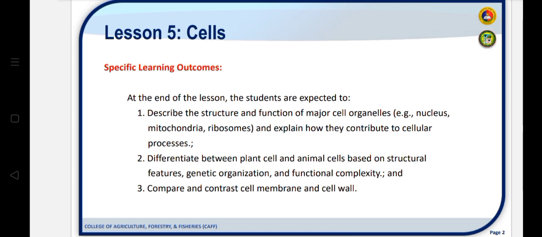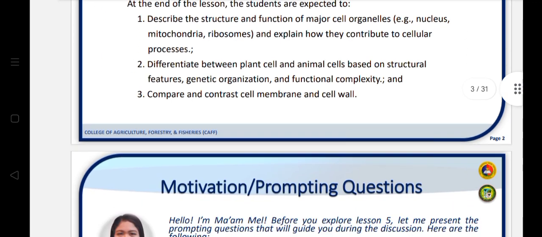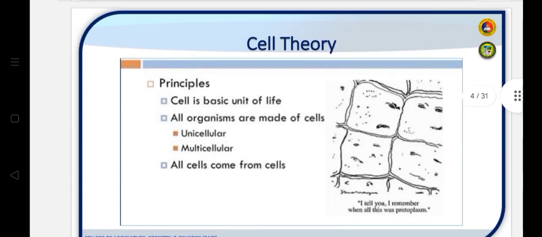Alright, without further ado, let us proceed to the next slide. We have here the cell theory. This theory explains what cells are and why they are so important to life. Principle 1 states that the cell is the basic unit of life. So what does this mean? This means that the cell is the smallest part of a living thing that is still alive.